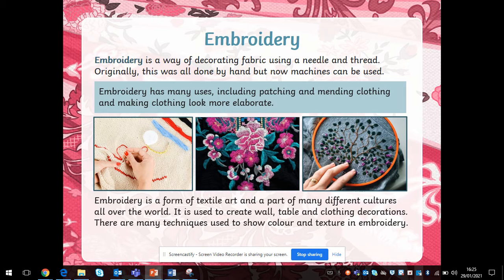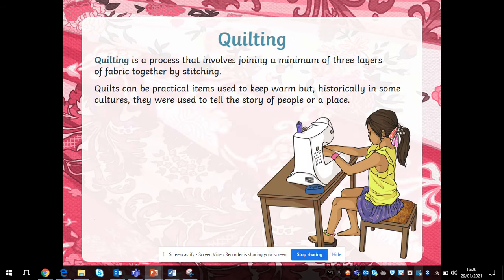Embroidery is a form of textile art and a part of many different cultures all over the world. It is used to create wall, table, and clothing decorations. There are many techniques used to show colour and texture in embroidery. We talked about texture in art last half term, so it's how it feels.